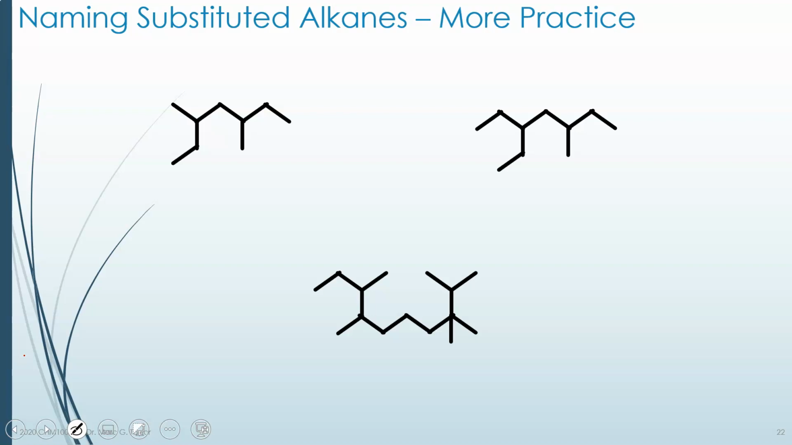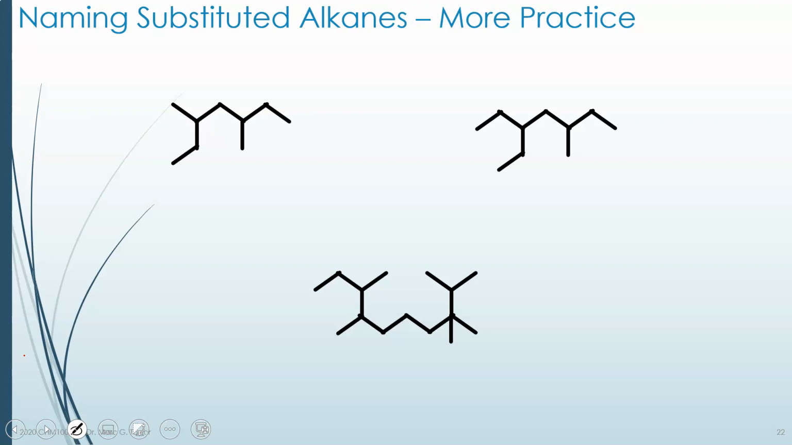Here are a bunch of compounds. They have just carbons in them. They're pure hydrocarbon. They're all branched. They're all alkanes because they're nothing but carbon and hydrogen. They're all single bonds. It doesn't matter that they're branched, they're still alkanes. We would call these substituted alkanes, or more commonly, branched alkanes. And let's look for the longest chain in each one.